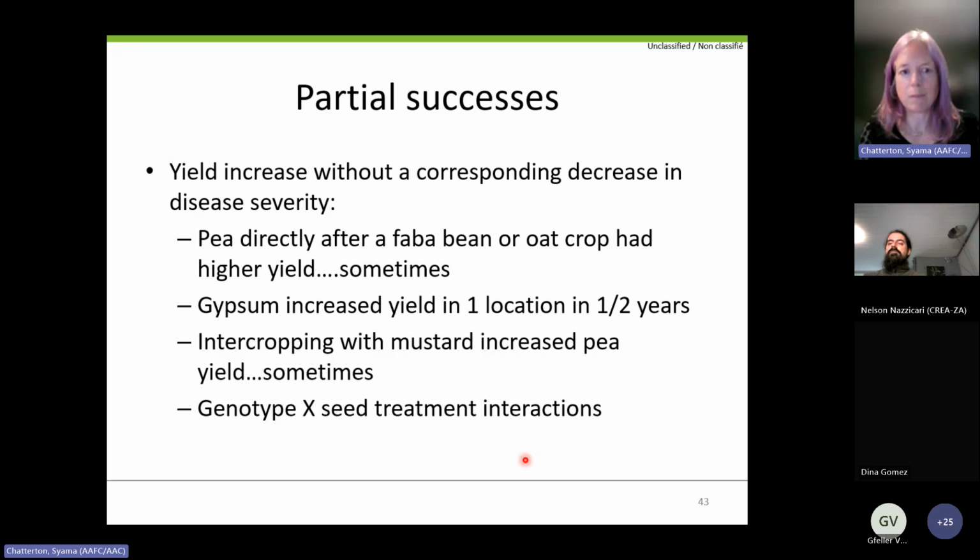But that's over the past 10 years of a huge number of field trials. This is really where we've had some successes. And we are looking a little more closely into this use of gypsum and then fava bean or oat as a preceding crop.